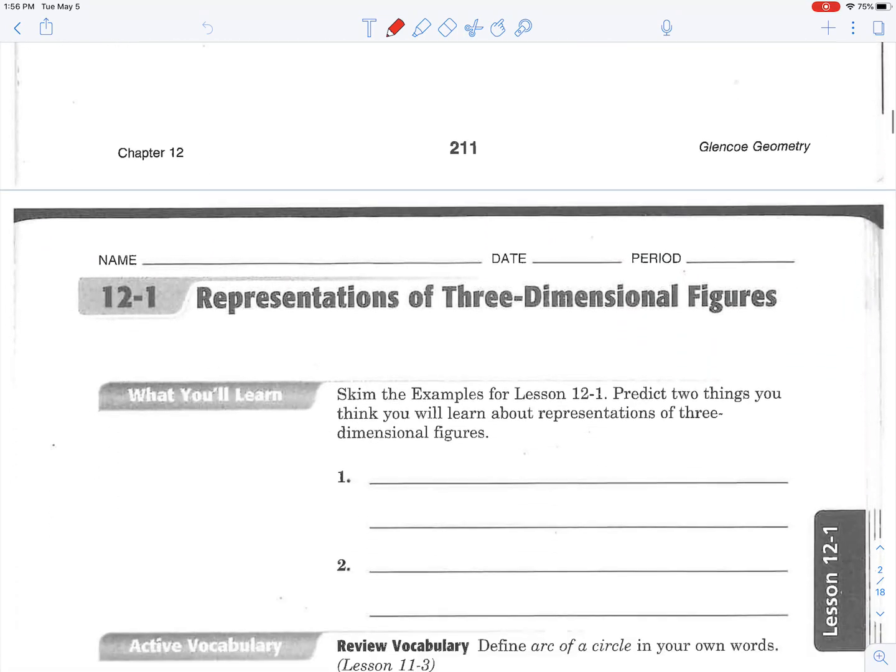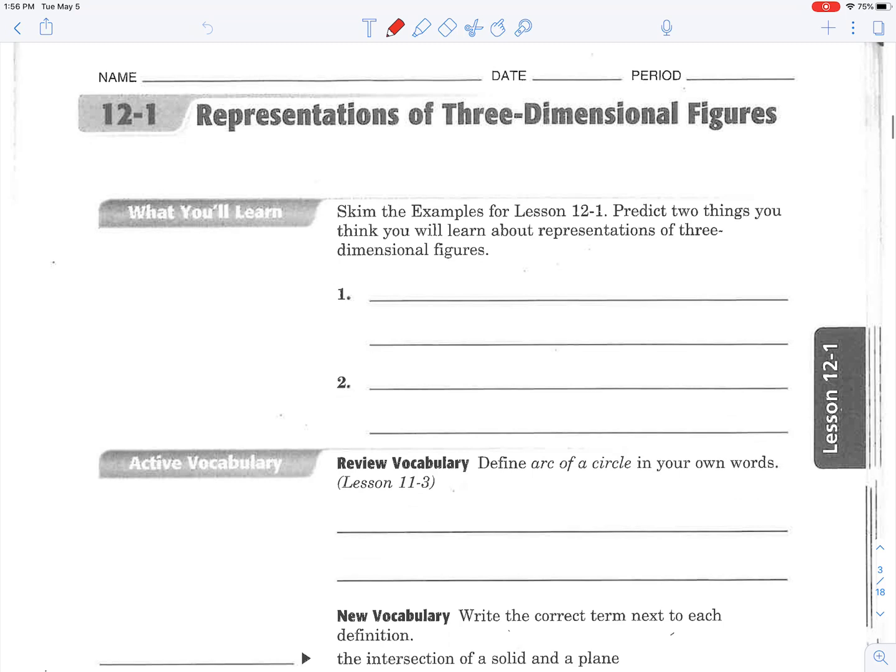So we talked about two-dimensional figures in Chapter 11. Now we're going to go to 3D figures in Chapter 12. Skim the examples for Lesson 12.1. Predict two things you will learn about representations of three-dimensional figures. So one thing you might notice, example 1, it says how to use dimensions to sketch a solid. And if you look at the other example, it's talking about cross sections.